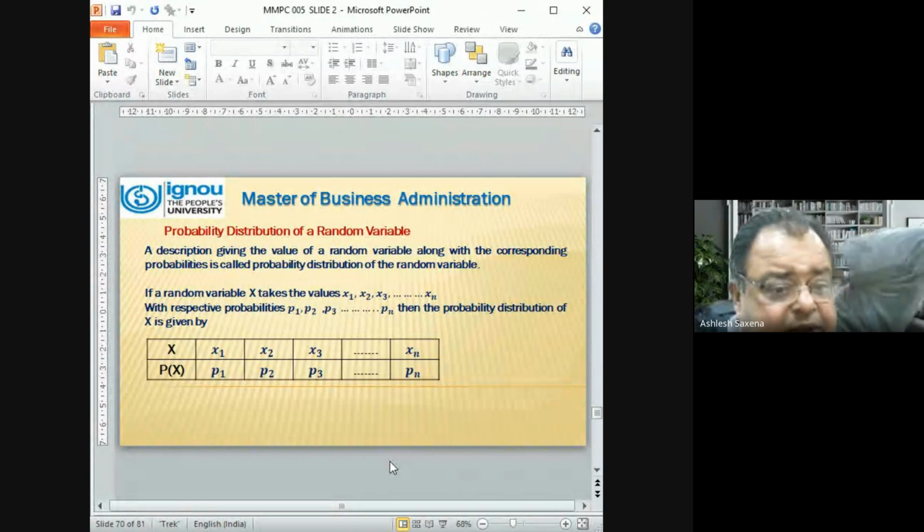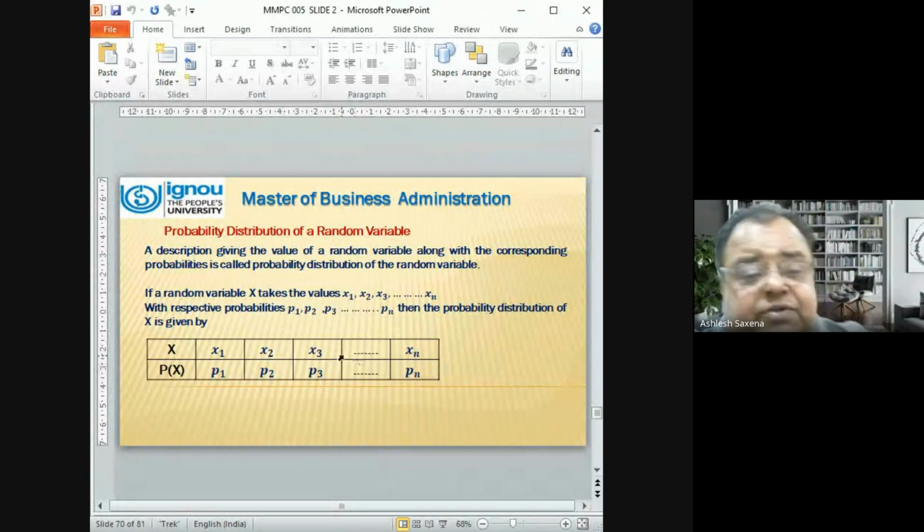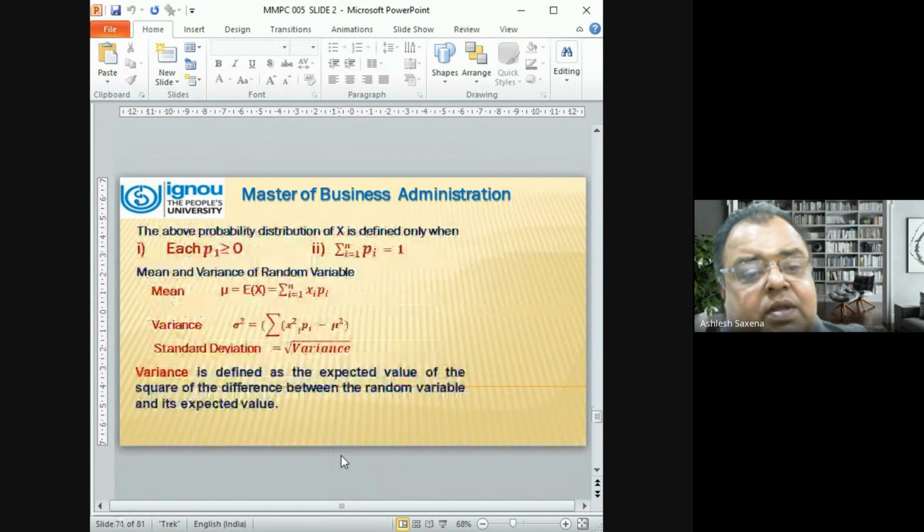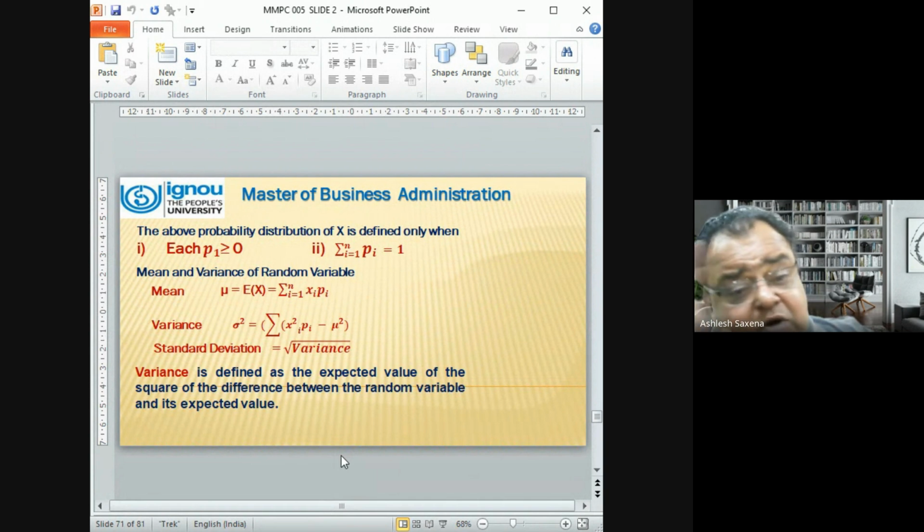That means your random variable is x. It is written over here: x1, x2, x3 till xn, and the probabilities p1, p2 and so on below them. When you add these probabilities, it will be equal to 1. Now, the above probability distribution of x is defined only when each of p1, p2, p3, p4 is either equal to 0 or greater than 0.